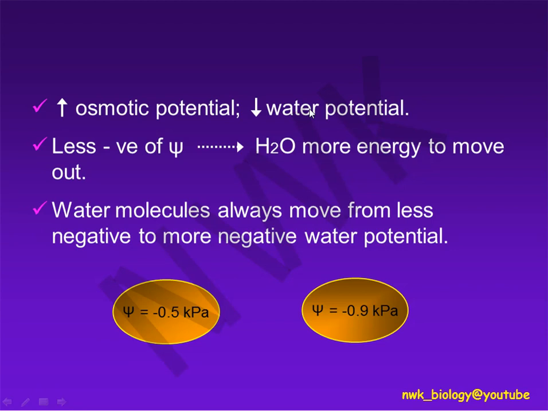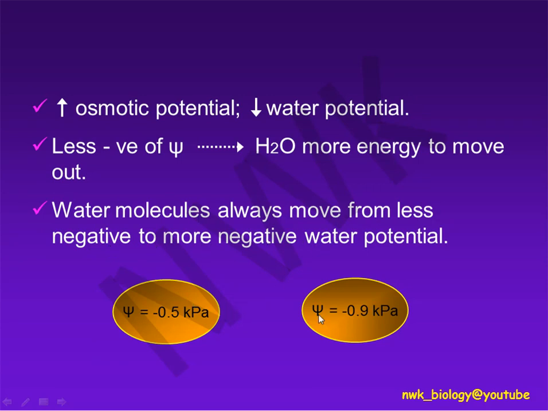So for your understanding, you can always equate the kinetic energy to water potential, which means low water potential means low kinetic energy of water. This is just simply for your understanding. So less negative water potential means you have less solute particles, which means water molecules can move easily. The water molecules have more energy to move out. So remember, water molecules always move from less negative to more negative water potential.